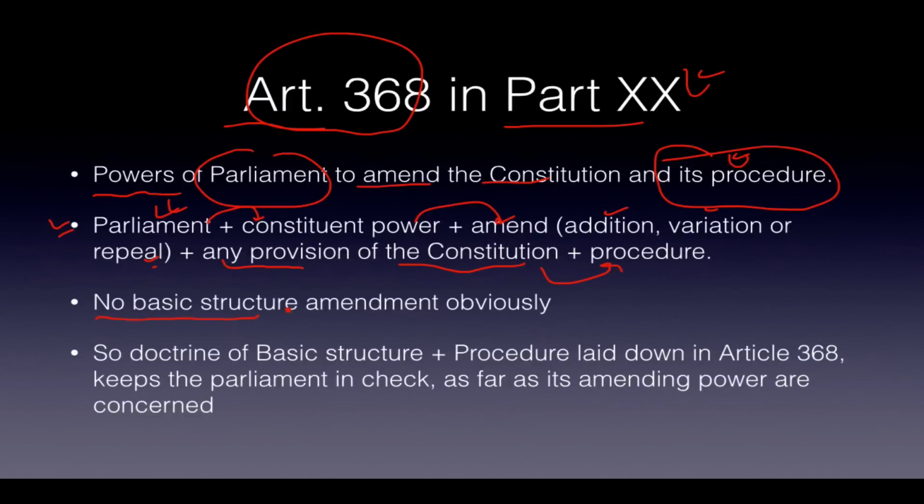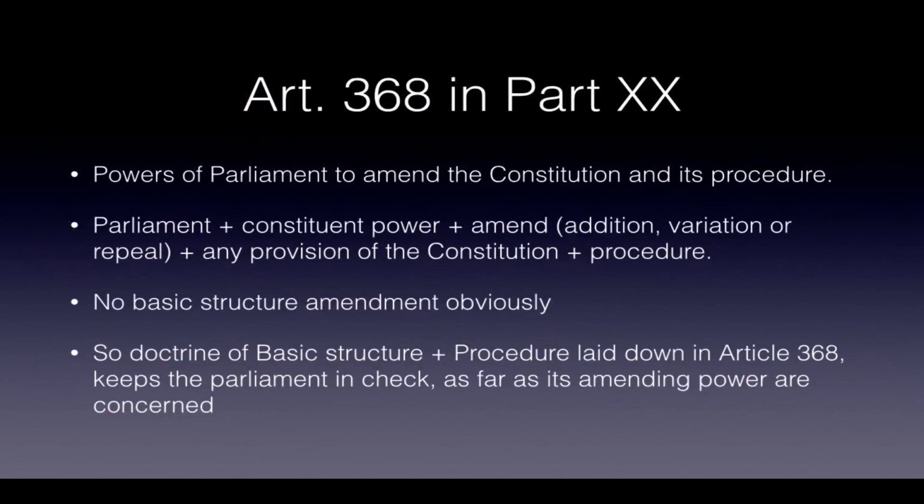And no basic structure can be amended, obviously, which has been known after 24th April of 1973, the Kesavananda Bharti case. So what does the doctrine of basic structure deal with? It deals with the procedure which is laid down in Article 368, and it keeps the parliament in check as far as its amending power is concerned. Is that absolutely understood? So the doctrine of basic structure plus Article 368 will keep the parliament in check.